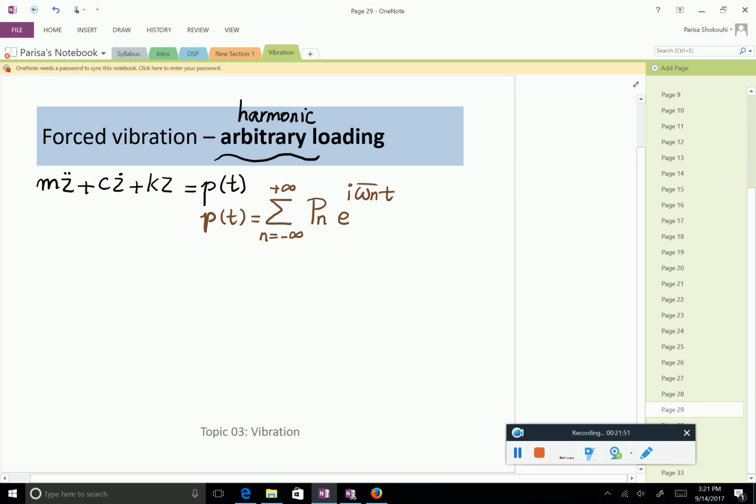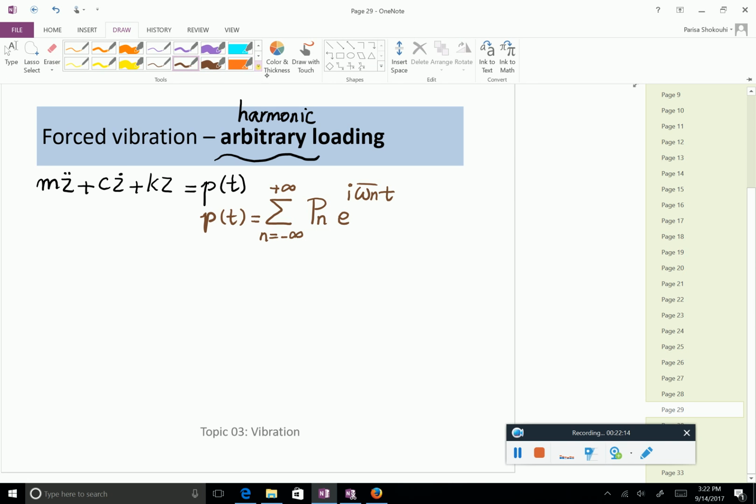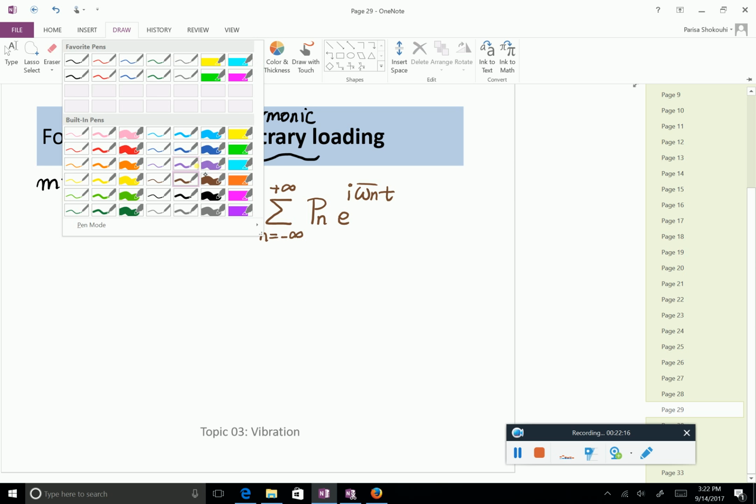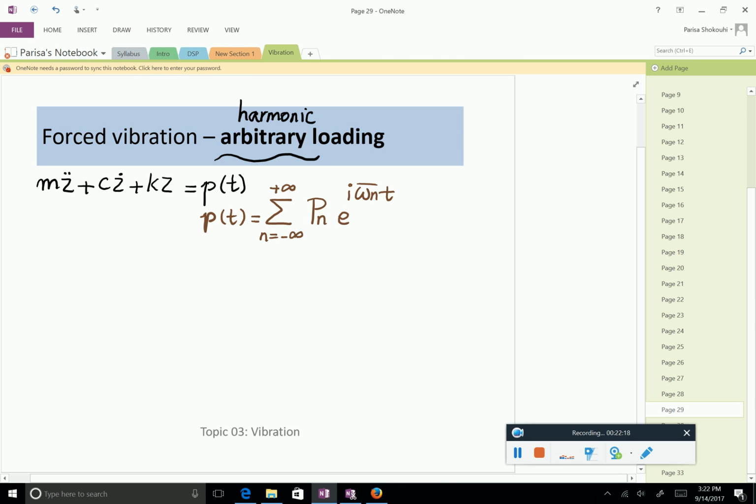A summation of harmonics. Everyone agrees that we can do this with any arbitrary time function. So that makes everything very easy, because that would mean that the solution to this equation is just a summation of all these solutions. Conceptually, this is important. We are not going to solve it, but it's important to realize that Fourier transform is very useful.